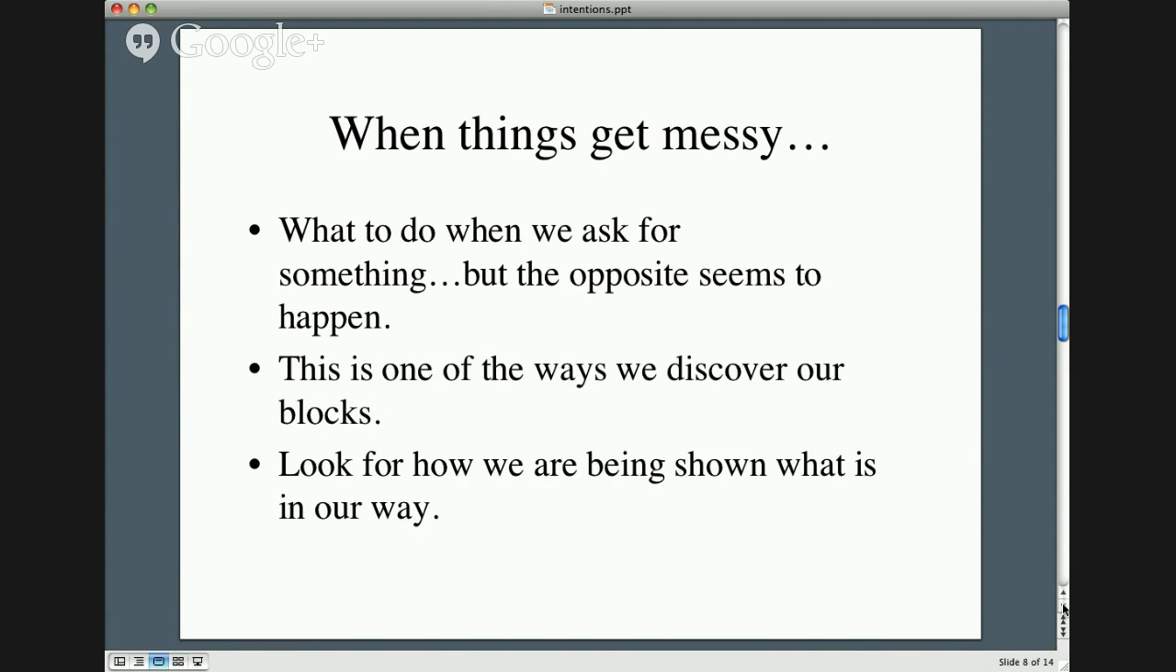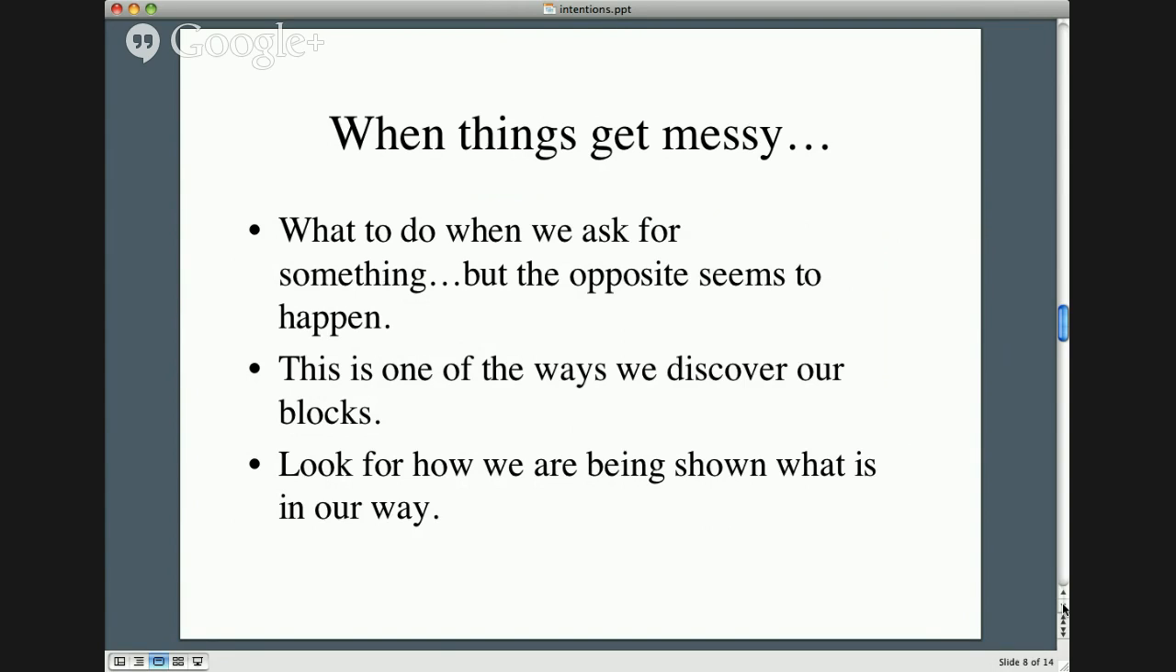All of a sudden things start to fall apart and seem to go in the opposite direction. And this is one of the clues that we might have some blocks. I had a spiritual teacher who once described it, and I think this is a really great description, that sometimes if we set an intention, the universe steps in and says, oh, you want to make this happen, so now you need to look at this in your life, and you need to clean this up and this up and this up first before I can bring this to you.